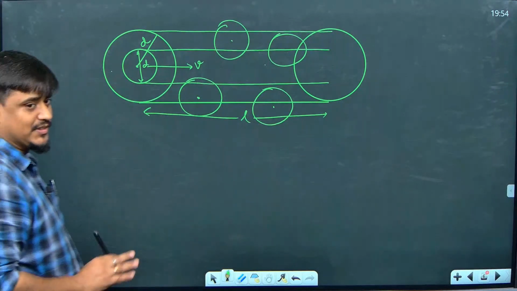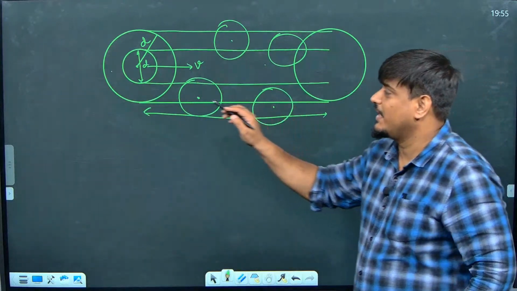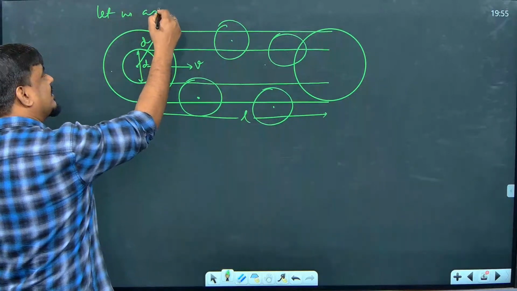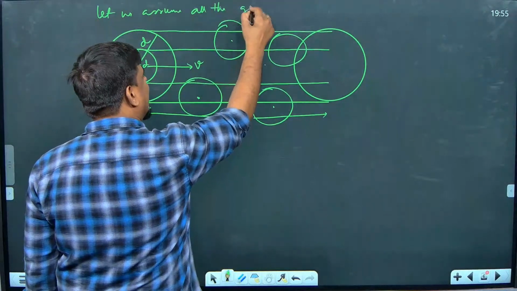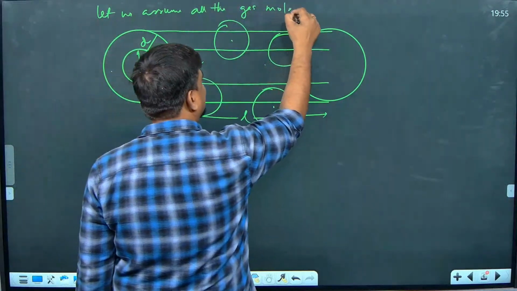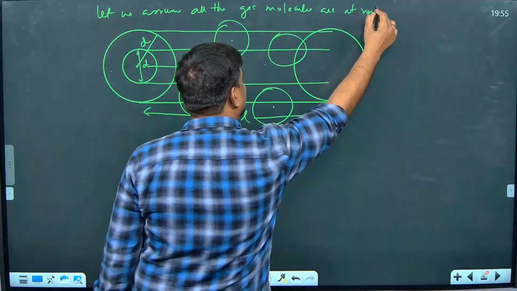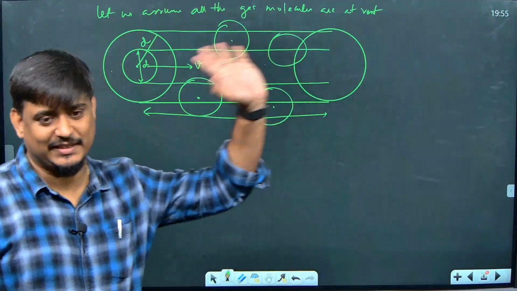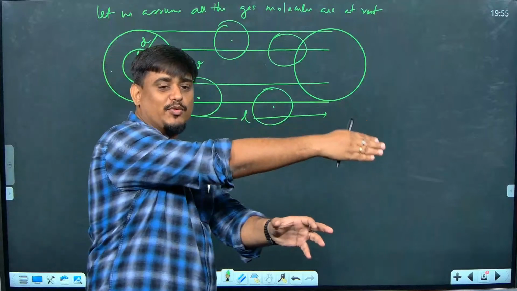Here, to derive this, I will make some assumptions. What assumption will I make? Let us assume all the gas molecules are at rest, because if we consider their motion also, it will become a complex derivation. So, I am assuming everything is at rest and only my molecule is moving.